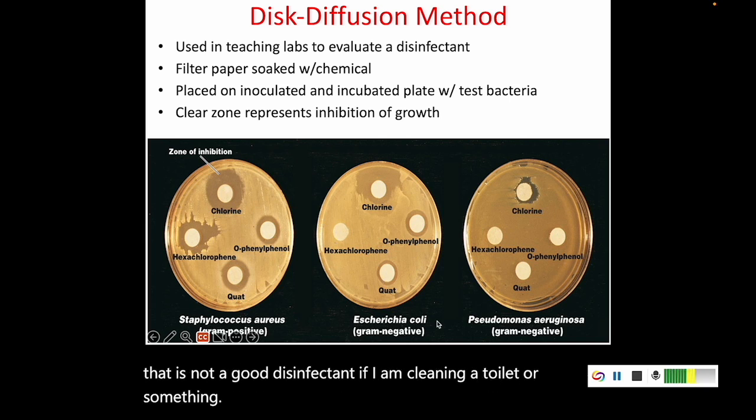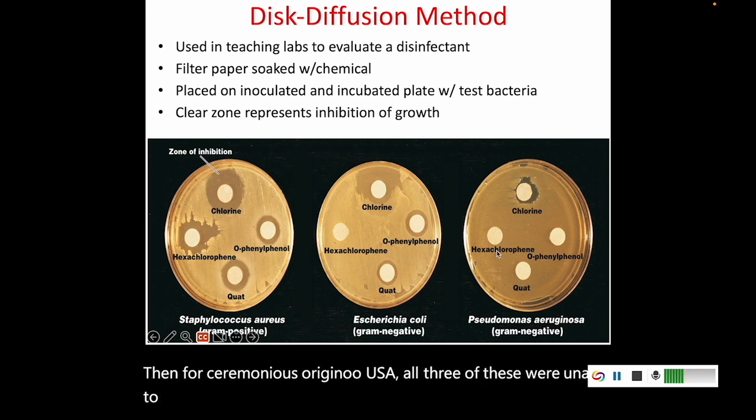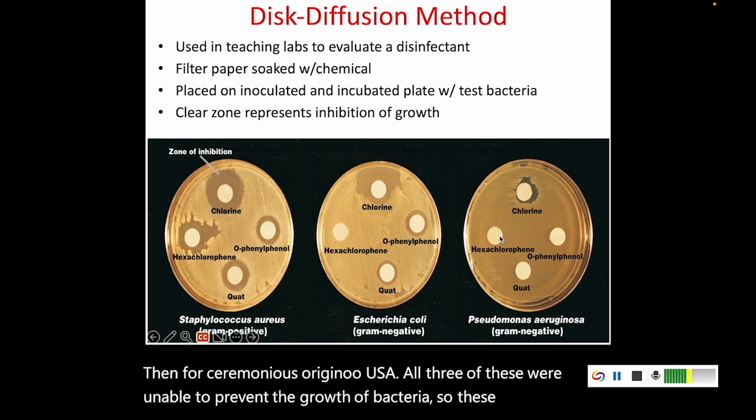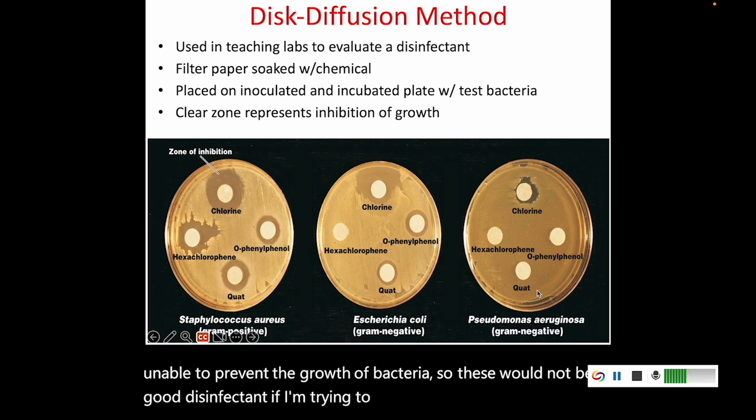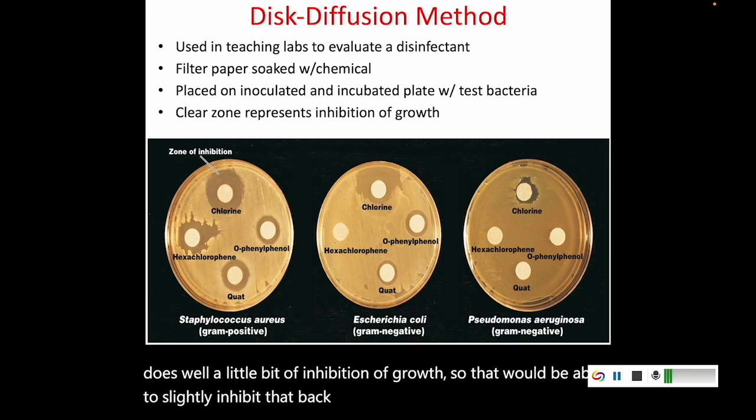Then for Pseudomonas aeruginosa, all 3 of these were unable to prevent the growth of bacteria. So these would not be a good disinfectant if I'm trying to kill this bacteria. But chlorine does a little bit of inhibition of growth. So that would be able to slightly inhibit that bacteria from growing.